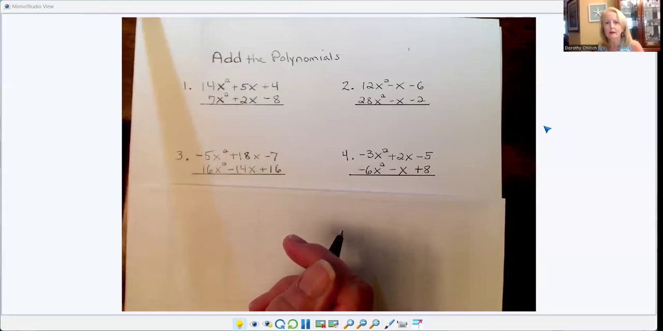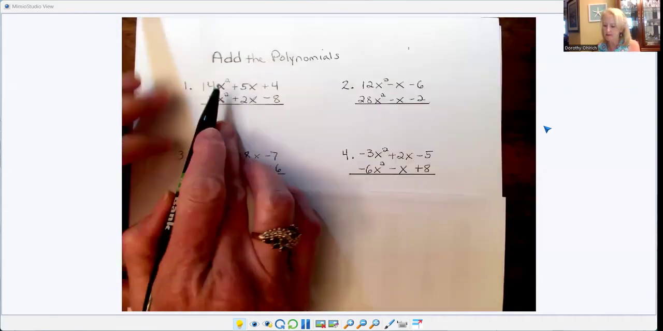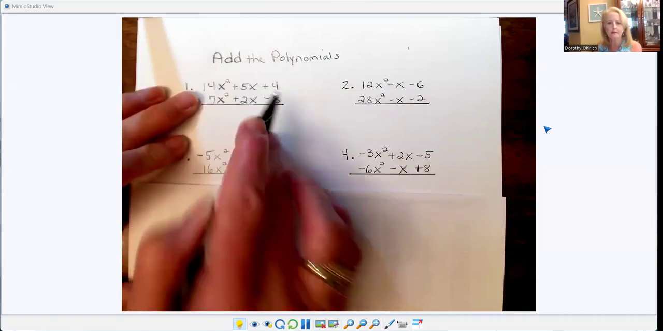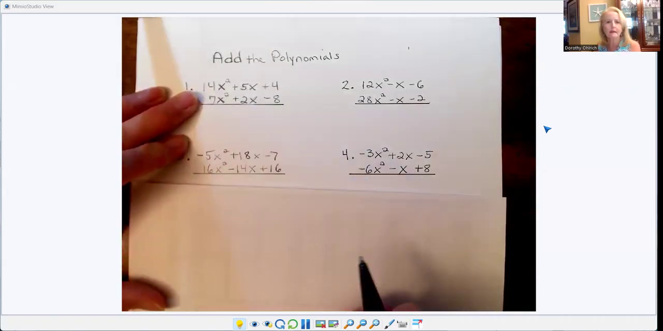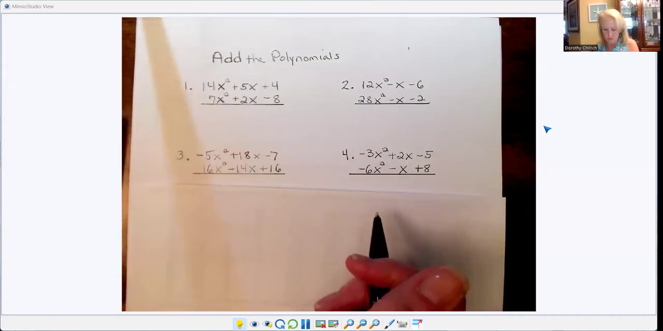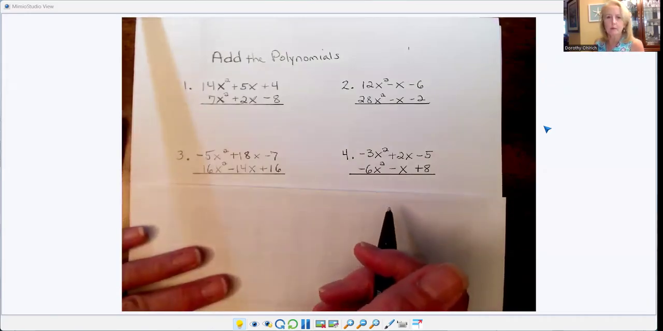This time, let's work on adding and subtracting polynomials. Poly means many terms, and each term is separated by a plus or minus sign. So this is a 1, 2, 3 term polynomial, which would be a trinomial. We also have things called binomials, but we'll work on those in another lesson.